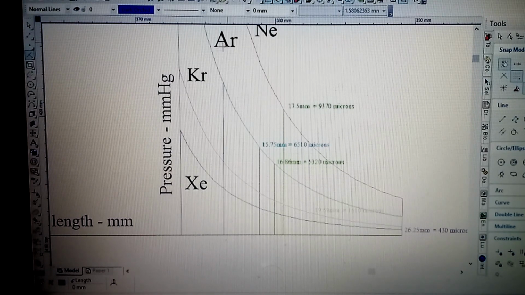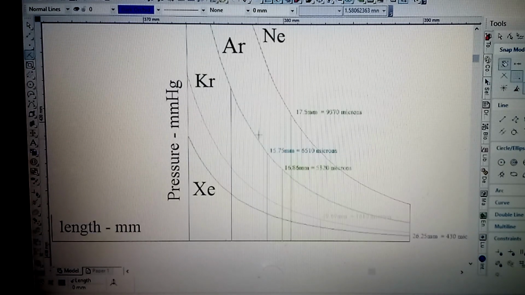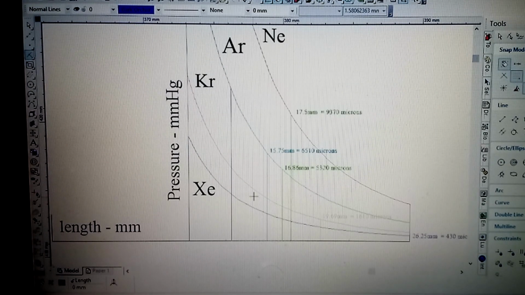For interest's sake, I just made this so I could quickly calculate ranges of different gases, or these 4 different gases. I think, no, helium's not in here, but it was in another one. This gives me a quick reference to convert length to pressure without having to go through those other calculations, but for more accurate calculations, they'll be done correctly using the calculators.